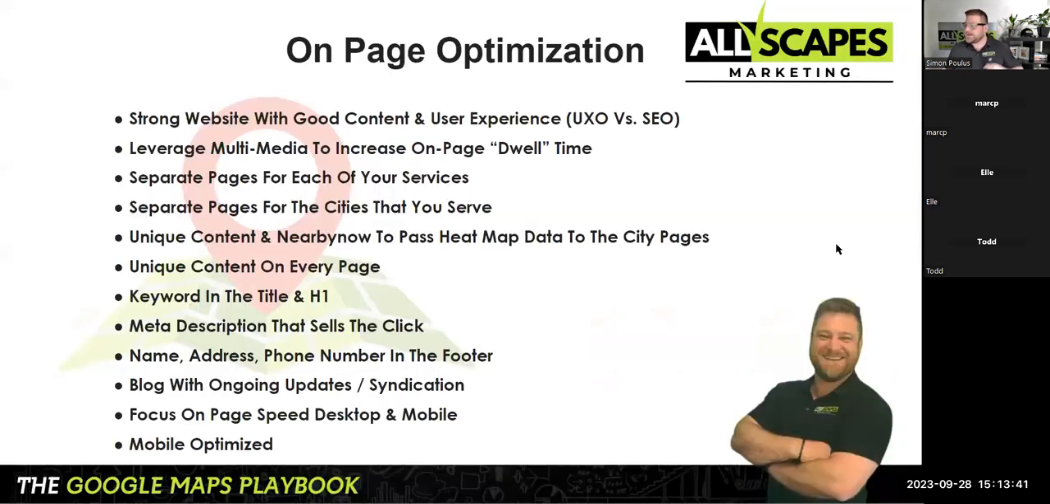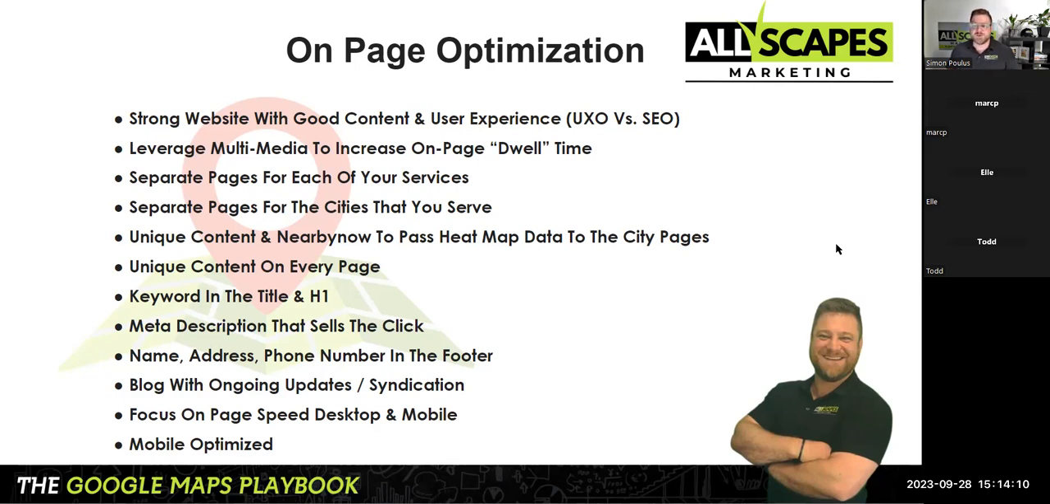Okay, so we've claimed and optimized our listing, we've got our citations, and we've started to generate reviews on autopilot. The next thing that we want to pay attention to, and I'm not going to go too deep into this, we're coming up on time here, is on-page optimization. This is our website where we link out to from our Google business profile. We need to tell Google, hey, this is what we do, this is where we do it. And we do that, A, with having a strong website with good content and good user experience.